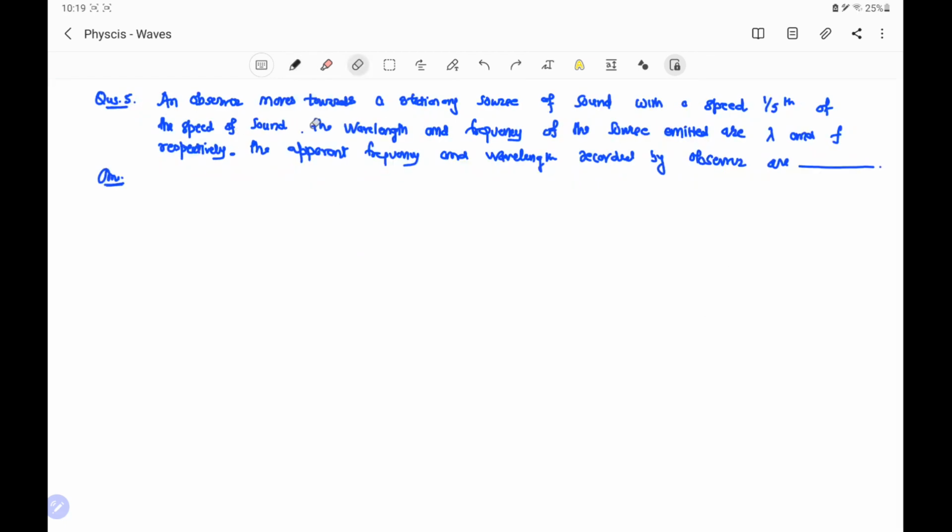Fifth question is, an observer moves towards a stationary source of sound with a speed 1/5 of the speed of sound. It is given that source S is stationary, so its velocity will be 0. The speed of the sound emitted from the source is V and is moving towards the observer. And observer is moving towards the source with the speed 1/5 of the sound, that is V by 5. This is the velocity of the observer. It is given that the wavelength lambda and frequency is f for the sound emitted by the source.